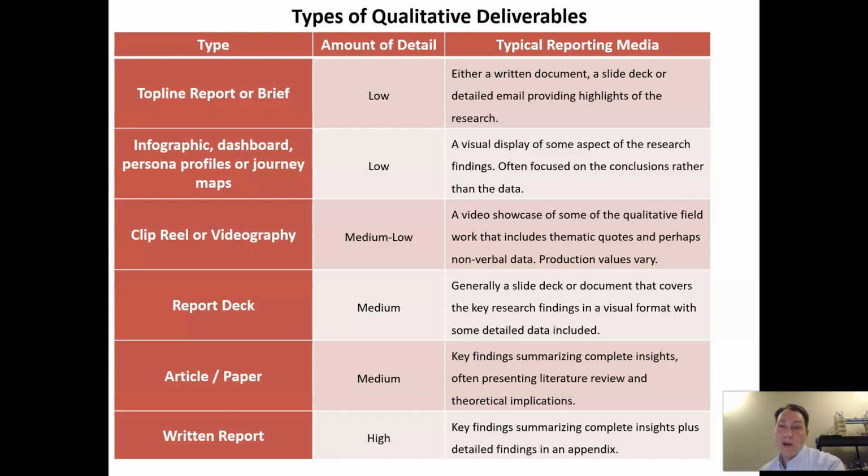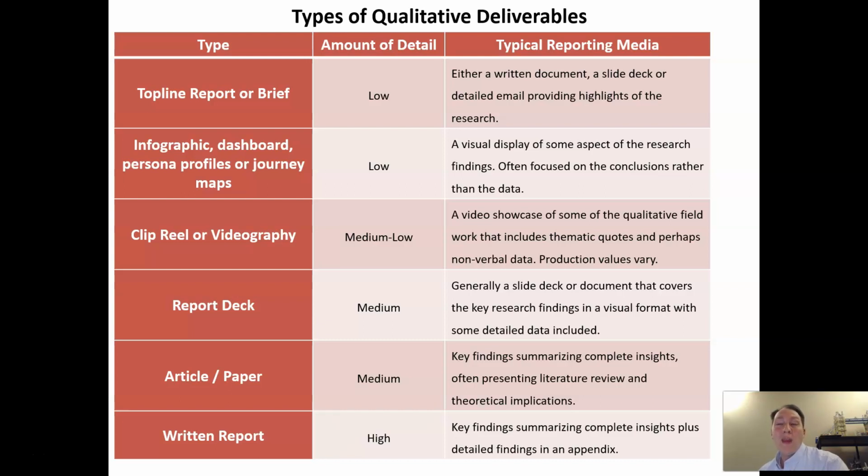One of those is to write an article or a paper, which is something that I don't do as much because I'm not an academic and I'm not publishing my work. But that's where you take your key findings and you summarize your complete insights, often presenting literature review and theoretical implications as part of what you've written up. And that can be really useful because it adds some kind of mystique and some credibility to your work because you managed to get it published or put it into a paper somewhere. So that can make it seem a lot more meaningful. But it's generally something that you're going to do more for public consumption than you're going to do for a for-hire project for a client like you might as a marketing researcher.